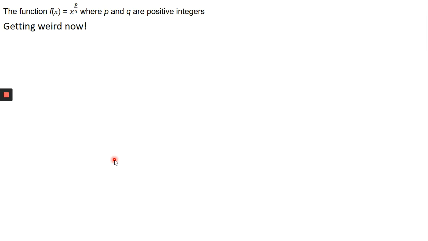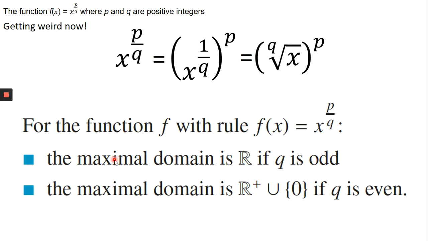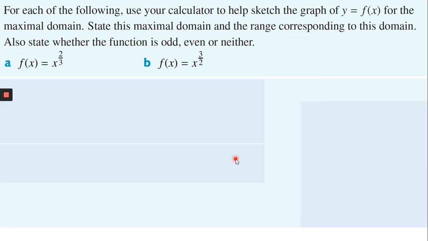Okay, getting a bit weird now. So x to the power of p over q can be written as x to the power of 1 over q all to the power of p, or the qth root of x all to the power of p. So again, you can see them written like that. If q is an odd number, you have a maximum domain of R, and if q is even, the domain is positive numbers including 0. Okay, so a couple of things there. As they get more and more obscure, there's less and less that you need to remember or know about them.